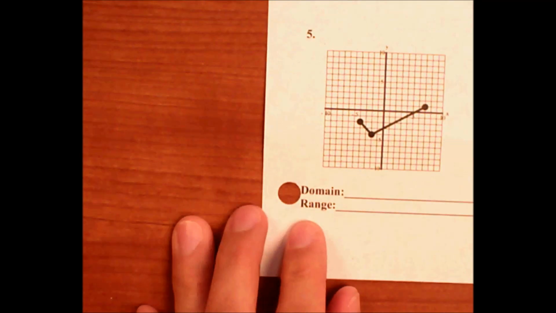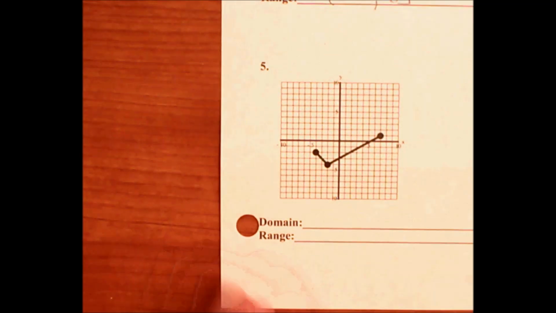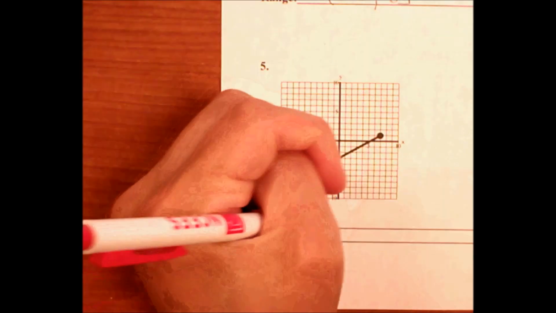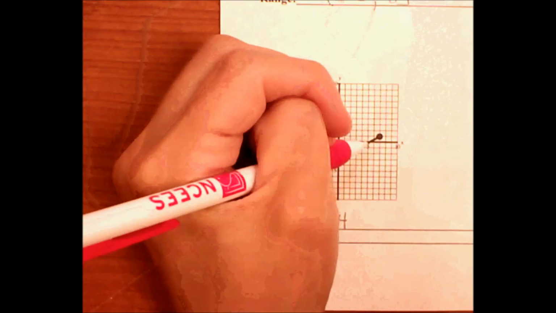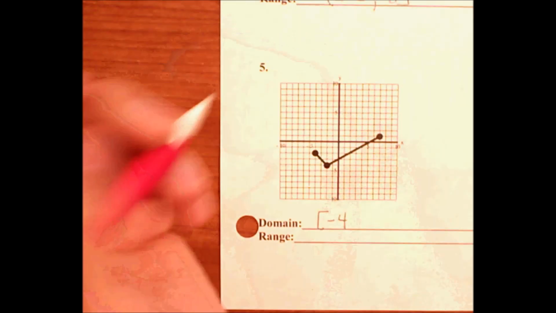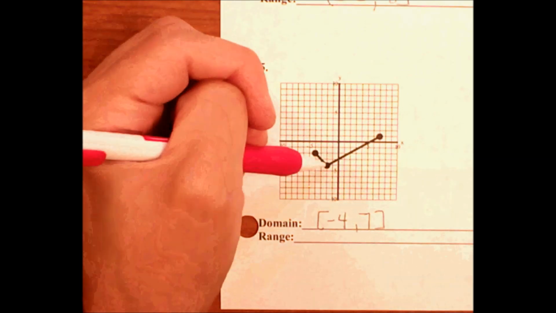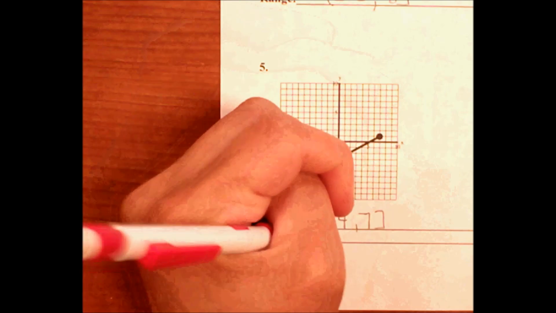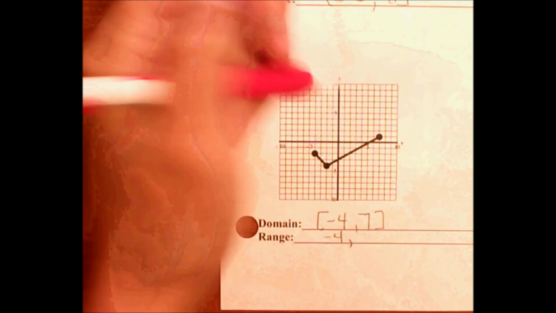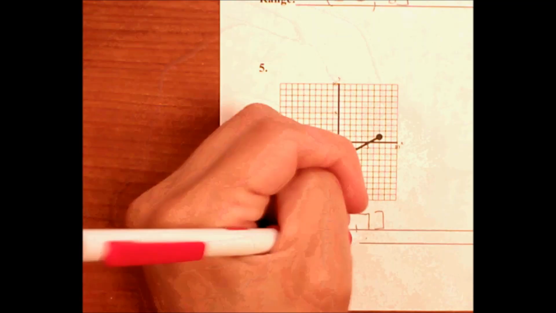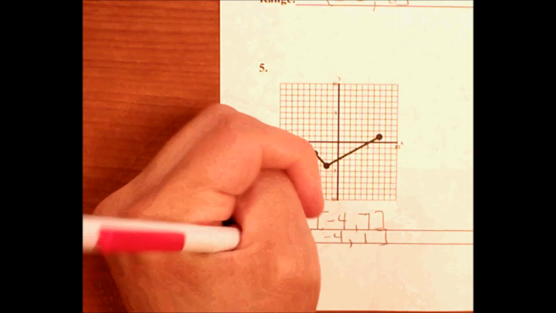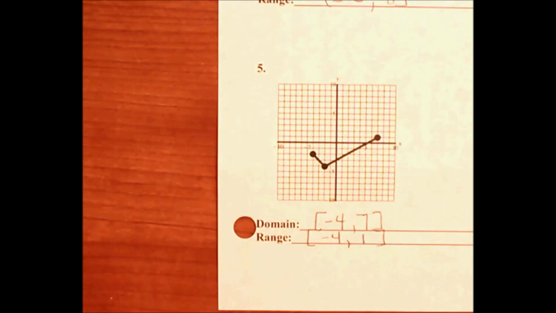Number 5, we have on the left a solid -4, that's where it's going to start, and it's going to end at 7, solid. Bottom to top, starting at -4, and it stops at this point up here, 1. Both are solid dots, so we're going to use brackets.